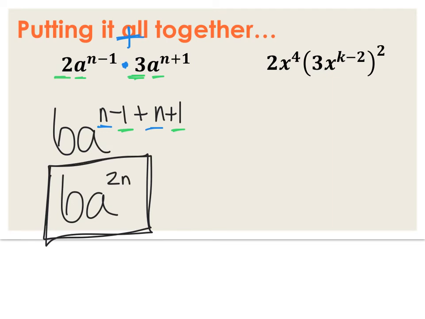I know it's more complicated because your exponents are so unusual, but just keep in mind, if you're multiplying two things together, you're adding your exponents. Just keep that in the back of your head.